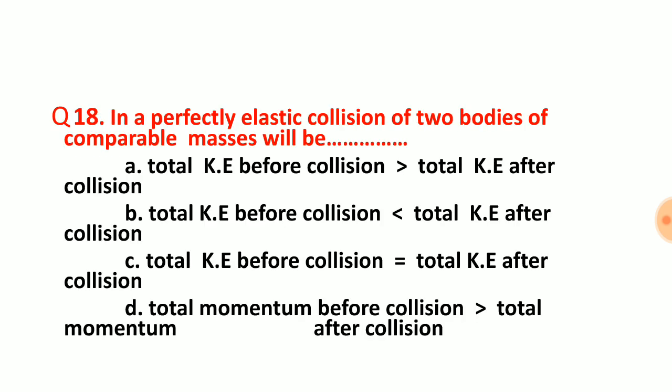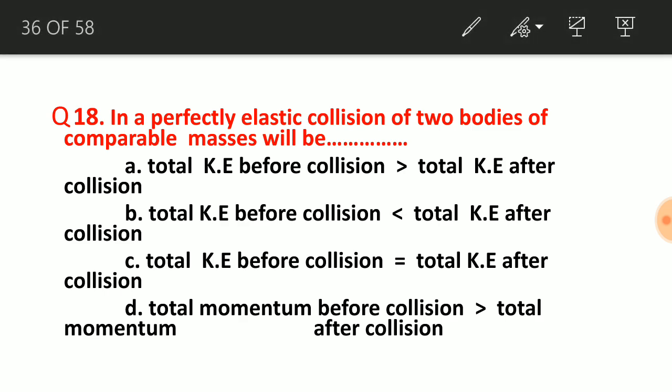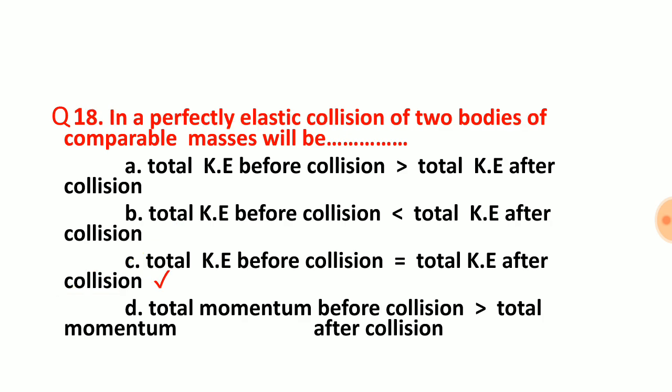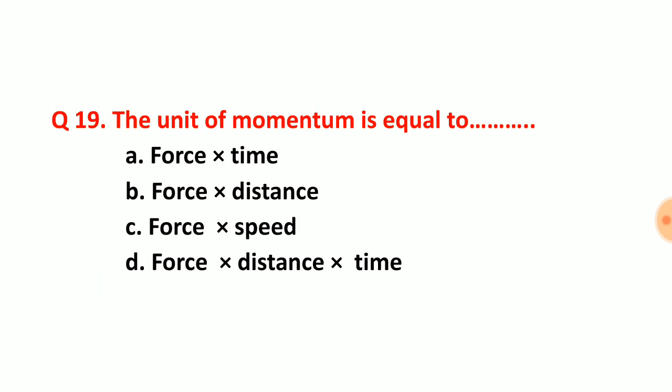Question number 18. In a perfectly elastic collision of two bodies having nearly equal mass, we know that total kinetic energy before collision must be equal to total kinetic energy after collision. So option choice C is the correct answer for question number 18.